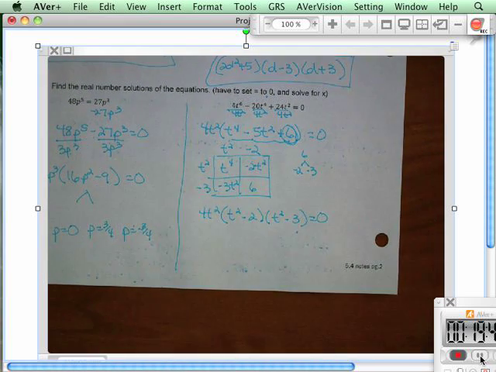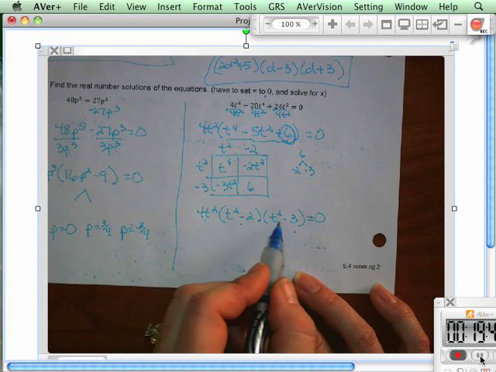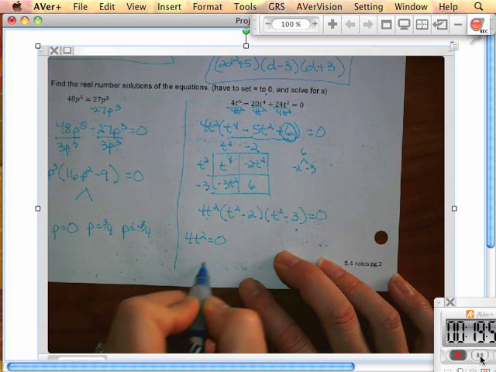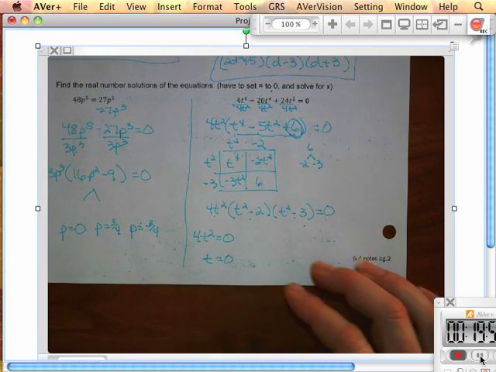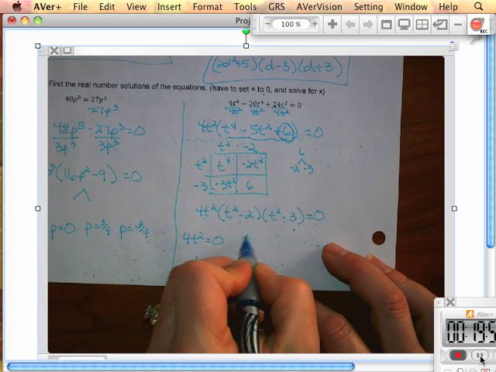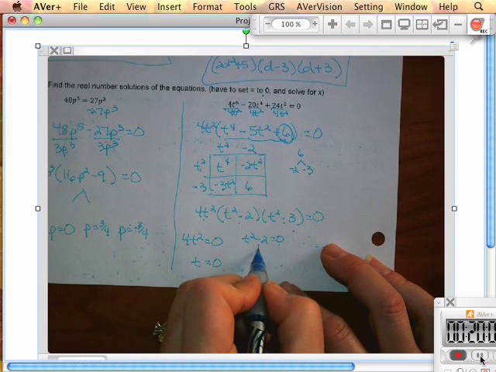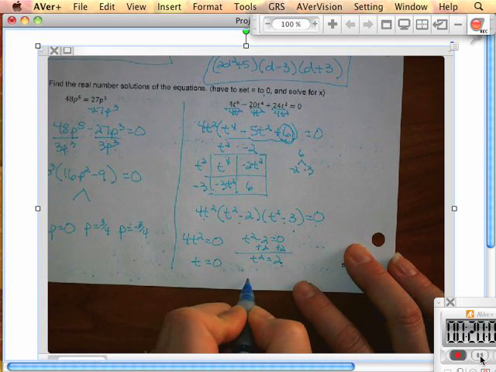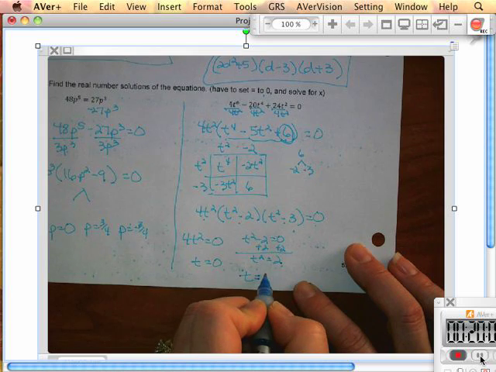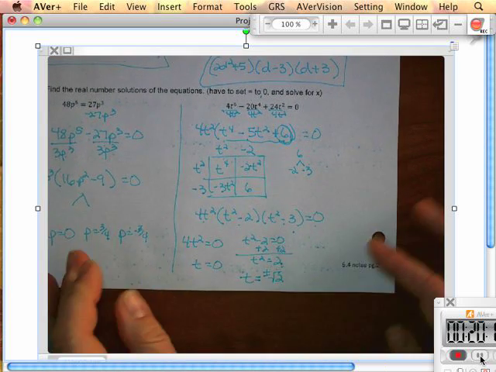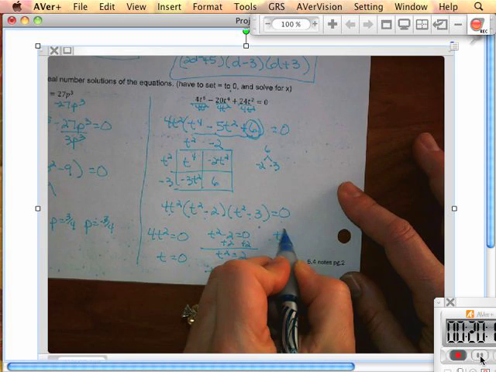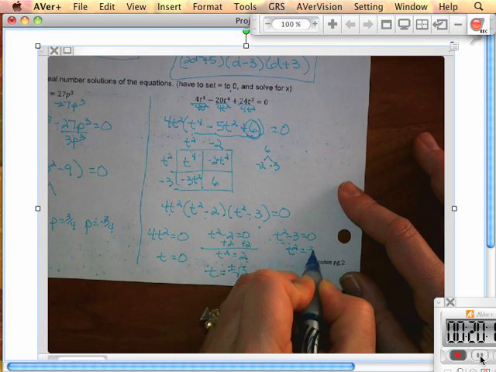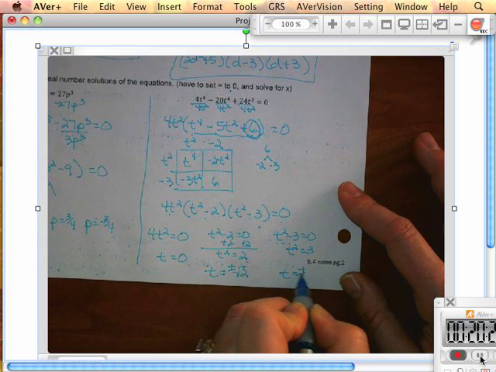Okay, I've got to set each of these equal to 0 and solve for t. So 4t squared equal to 0. If I solve that, it'll give me t equals 0. There's one of my solutions. T squared minus 2 equals 0. Add 2 to both sides. I get t squared equals 2. Take the square root of both sides, and I'm going to get t as being plus or minus the square root of 2. T squared minus 3 equals 0. Add 3 to both sides. T squared equals 3. And when I solve for t, I'll get plus or minus square root of 3.